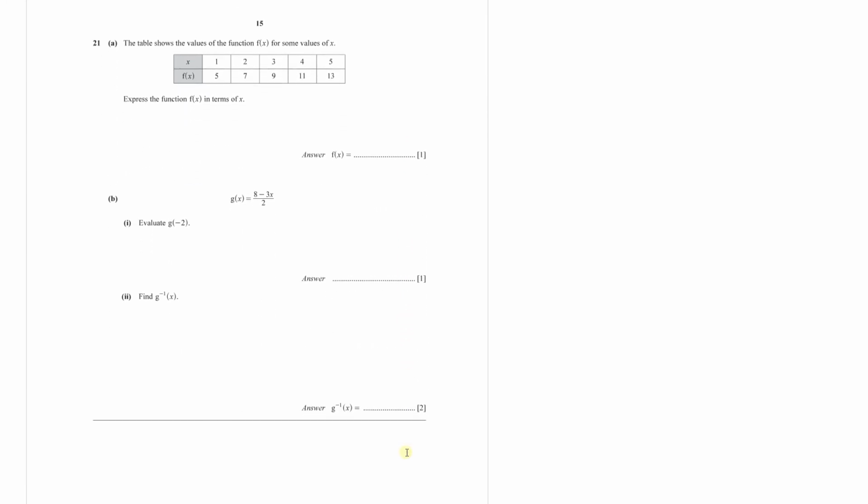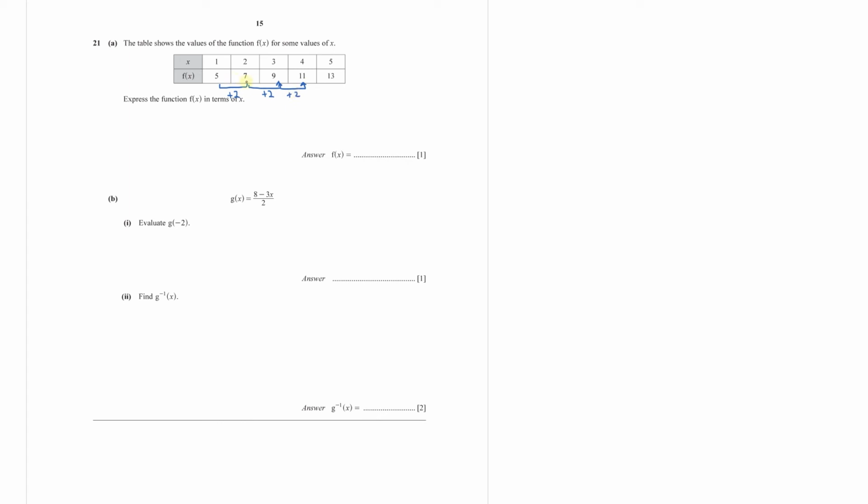So the next question, question number 21 is, the table shows the values of the function f of x for some values of x. Express the function f of x in terms of x. So you have a function whose values are 5, 7, 9, 11, 13 for x equals 1, 2, 3, 4, 5. If you notice this, this is actually a sequence of numbers where the difference between two consecutive numbers is always 2. So if you add 2 to the previous number, you get the next number in the sequence.